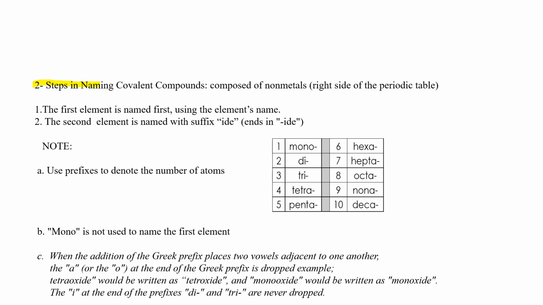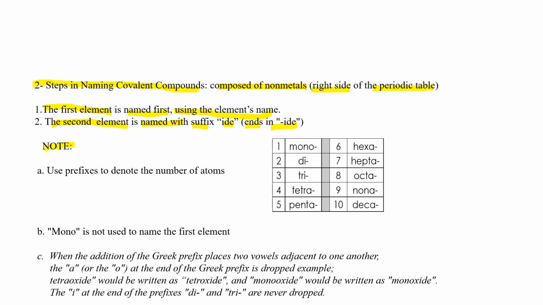The two steps in naming covalent compounds is our lesson today. Now, remember, covalent compounds are composed of nonmetals, and nonmetals are located on the right side of the periodic table. So the first step is the first element is named first using the element's name. Then the second element is named with suffix IDE, meaning ends in IDE.